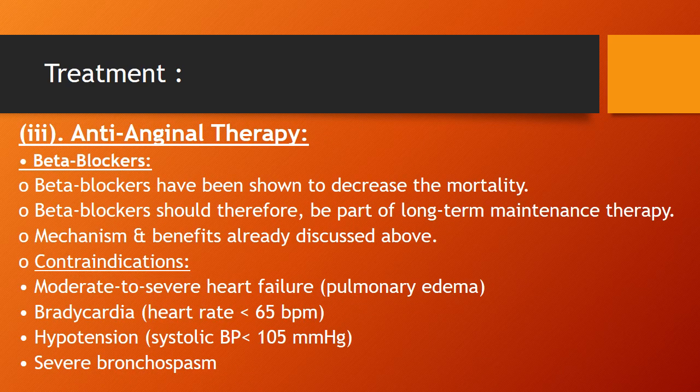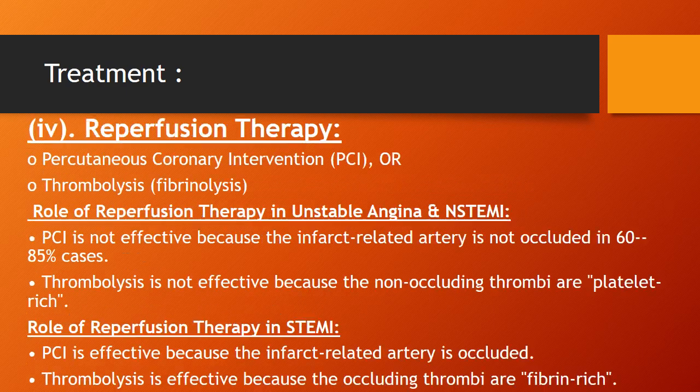Anti-anginal therapy also includes beta blockers. Beta blockers have been shown to decrease the mortality, so these all have mortality benefit. Remember, the calcium channel blockers, nitrates, and beta blockers are all going to decrease the mortality rate in case of MI or ACS. So beta blockers should be a part of long-term maintenance therapy. The contraindications include moderate to severe heart failure, pulmonary edema, bradycardia, hypertension, and severe bronchospasm.